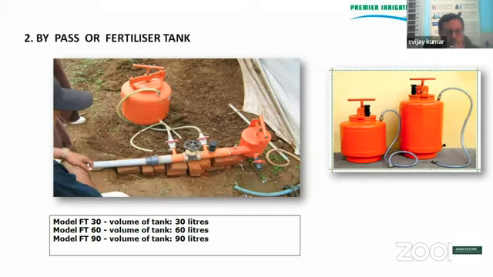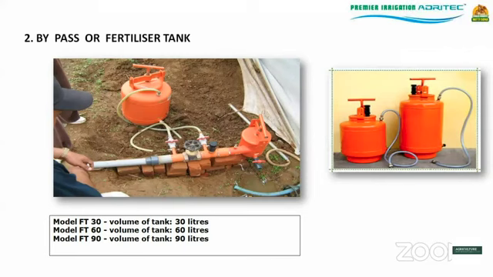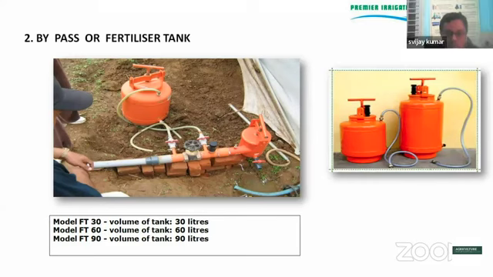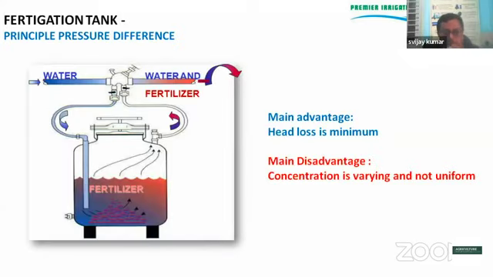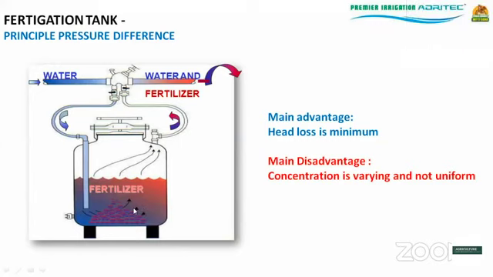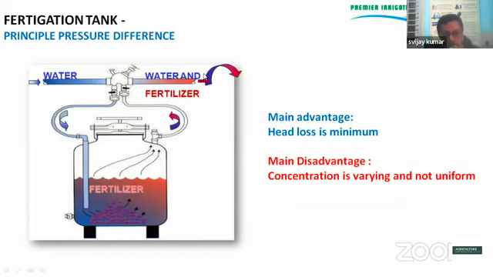Fertilizer tanks are available in many sizes like 30 liter, 60 liter, 90 liter. So this is very conveniently adopted by many farmers, particularly when the borewell output is very low and the pressure is very low. You can go in for the bypass or the fertilizer tank. As you can see from the sketch, when you throttle in the center, the fertilizer that has been put in, for example urea, will get totally mixed up with the water and then get into the drip irrigation system. The main advantage of a fertilizer tank is that you have very minimum head loss.